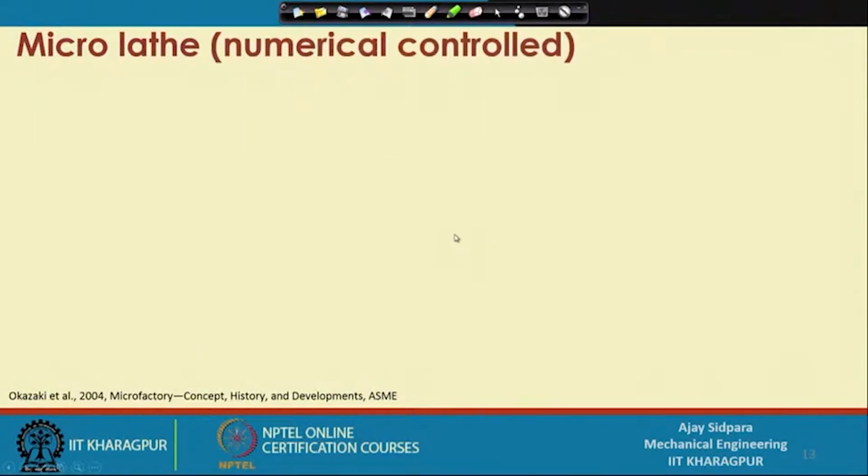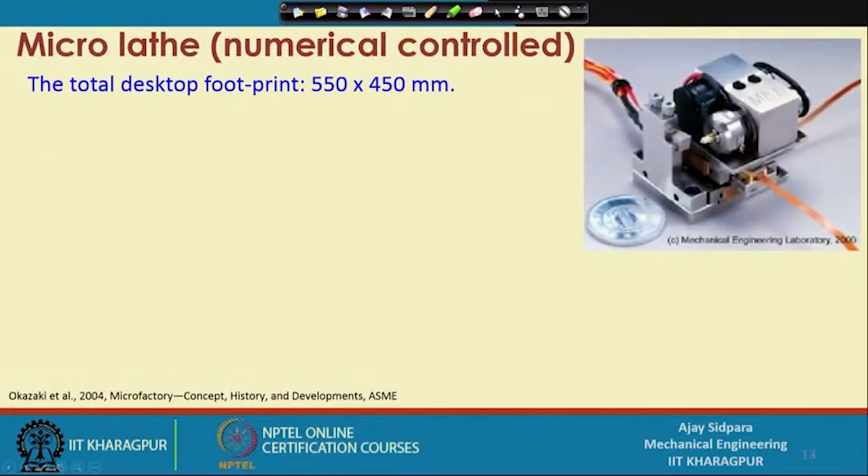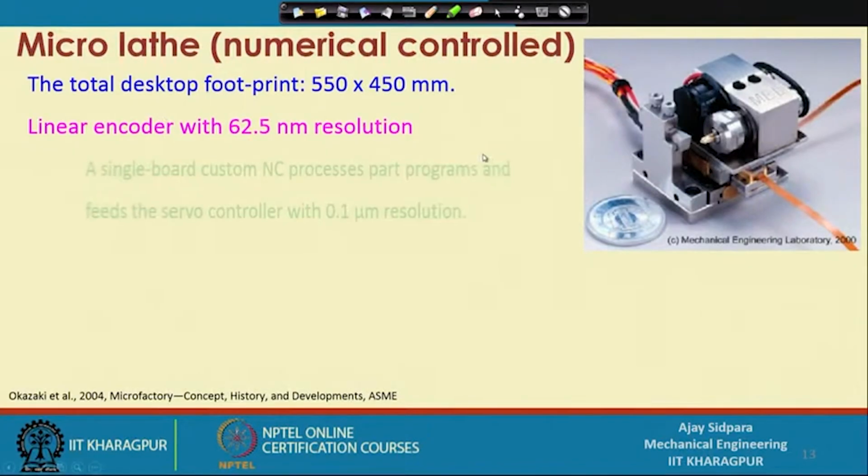Then the second version of that earlier machine was the numerically controlled machine, because here you are using a normal NC program, which we use for routine cases. This is another machine, which has a footprint of 550 by 450 millimeter, and linear encoders are used here with a resolution of 62.5 nanometer. We have seen that the resolution of the encoder should be at least 10 times higher than the machine resolution, then only you can extract the maximum benefit out of the machine.